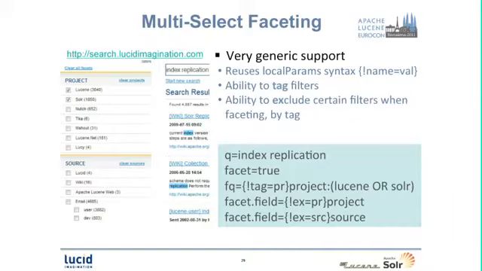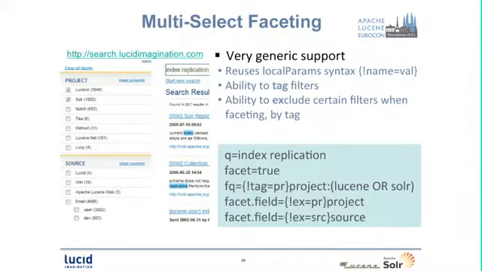And it reuses local param syntax. And we added the ability to tag filters and to exclude filters when you're faceting by any tag. So here's our query on the right-hand side that reflects what you see in the GUI. We have our query for index replication. And now we have our FQ, or filter query, for project Lucene or Solr, because they're both checked, so we're interested in both. And we've tagged that with the local param syntax, curly brace bang, tag equals PR. And that's just an arbitrary string.